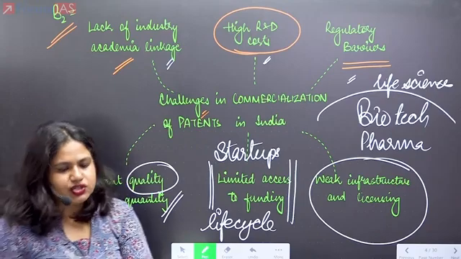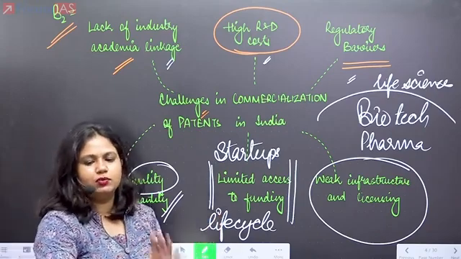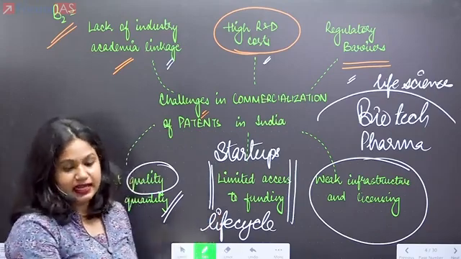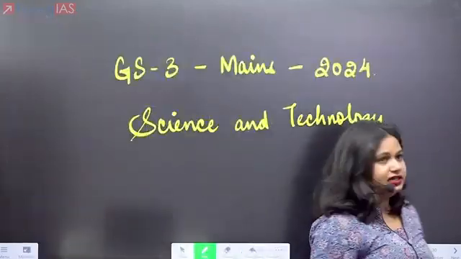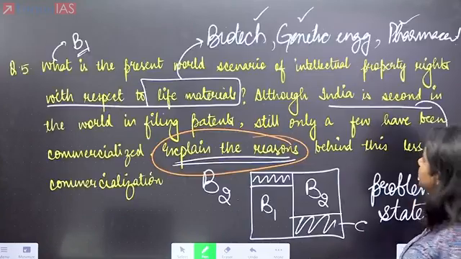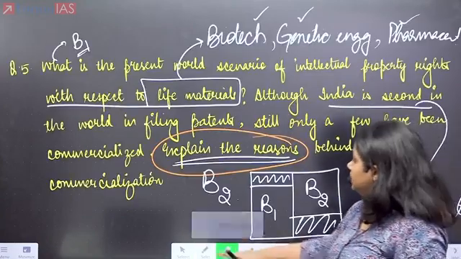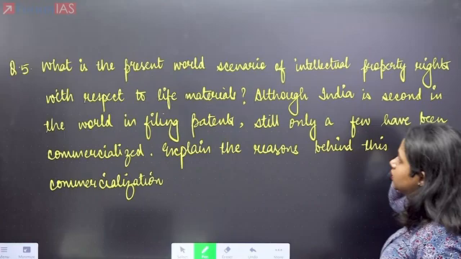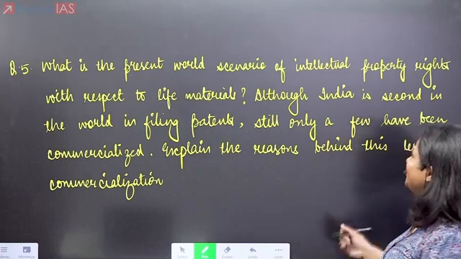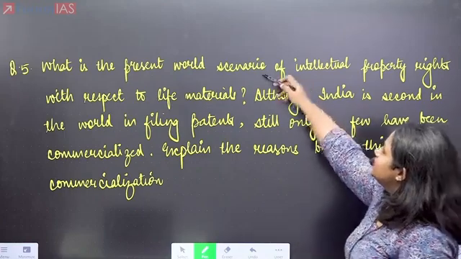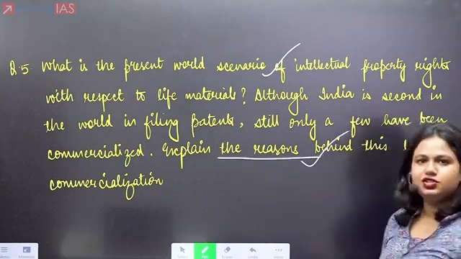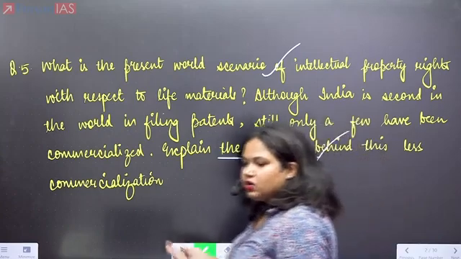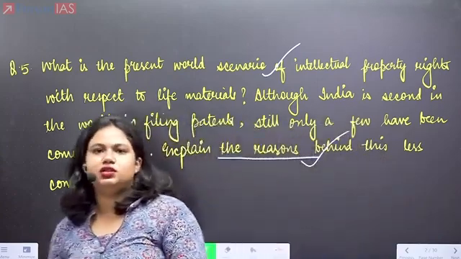Now, the question is effectively only asking you about these two. The question said that in the present scenario, we are lagging behind, right? And the question says we are lagging behind China. We are number 2 in the world. So the present world scenario we have discussed, and the reasons behind this less commercialization we have discussed. Now comes the question of what has to be the conclusion.